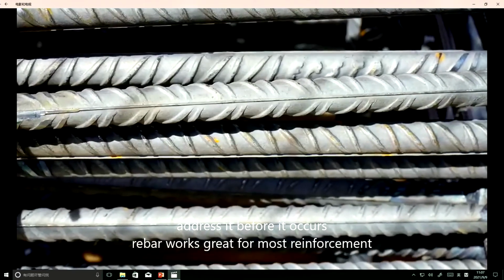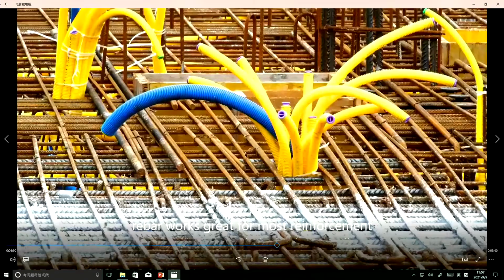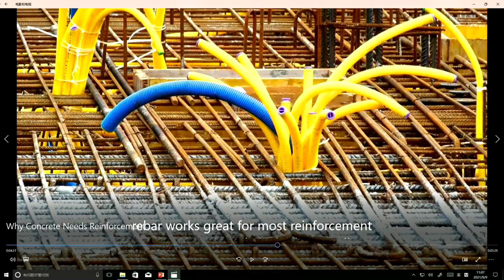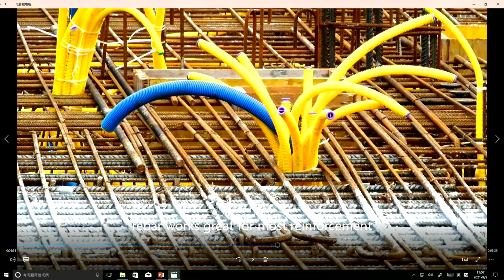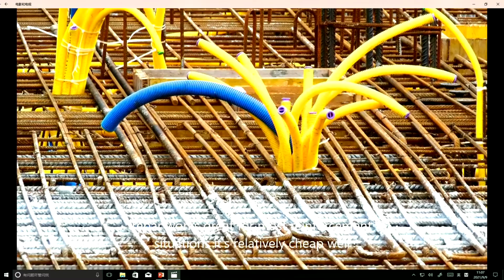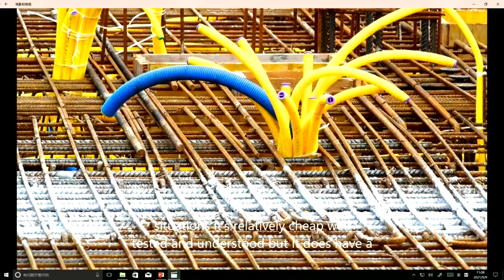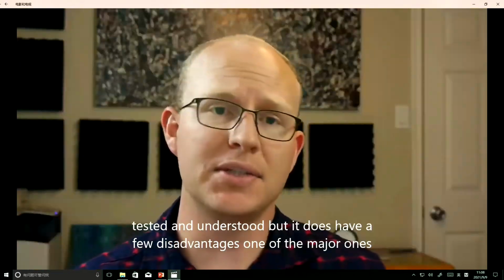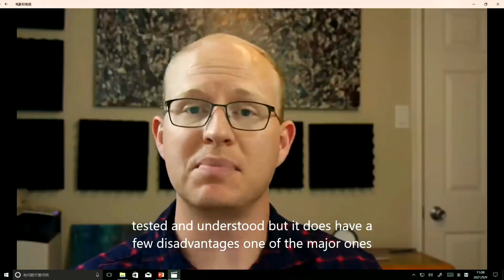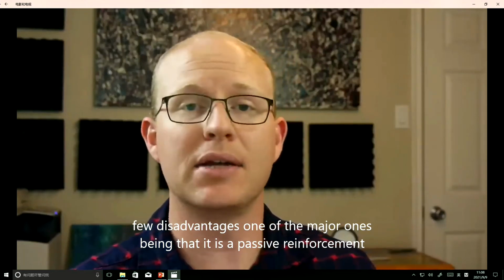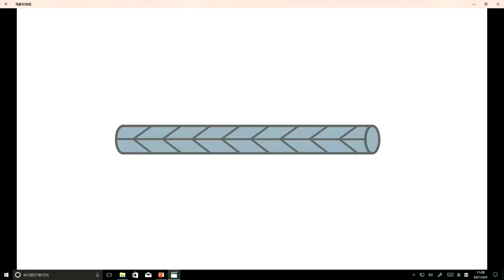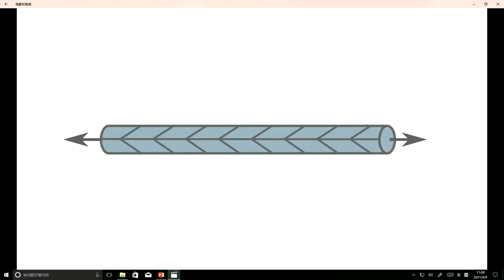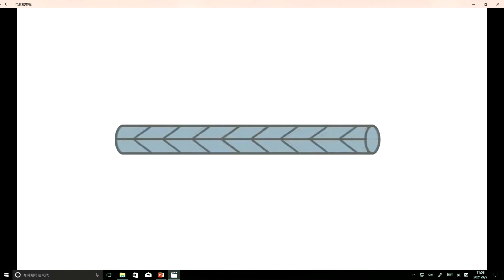Rebar works great for most reinforcement situations. In these videos, it also introduced another type, the pre-stressed structure. Rebar is relatively cheap, well-tested, and understood. But it does have a few disadvantages. One of the major ones being that it is a passive reinforcement, because the reinforcement steel lengthens just a little with stress, so rebar can't start working to help resist tension until it's had a chance to stretch out.